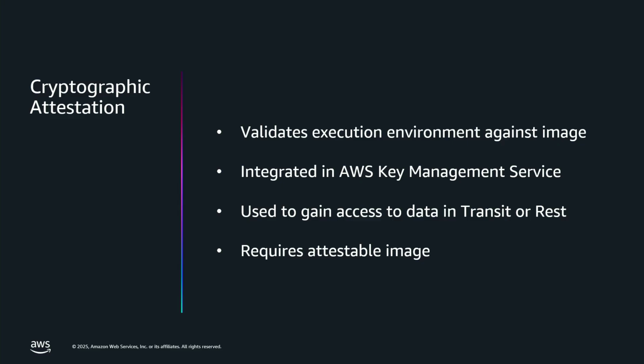But in order to do all of this attestation, we need an attestable image. An attestable image is not the same as just a normal image. It's a very special type of image that you have to build in order to gain this property that the boot stack is going to actually give you these measurements, these hashes that allow you to reason about their contents.